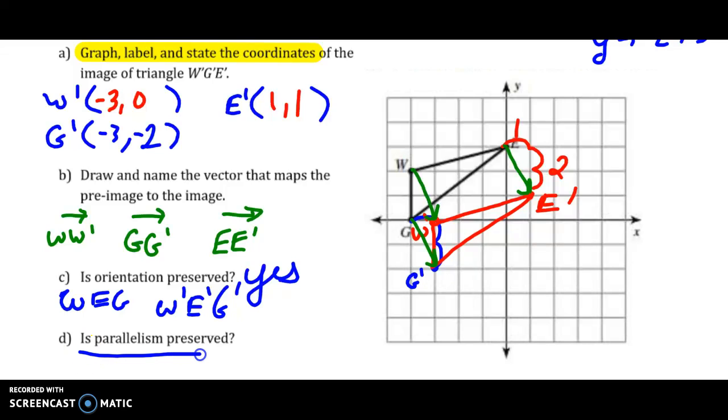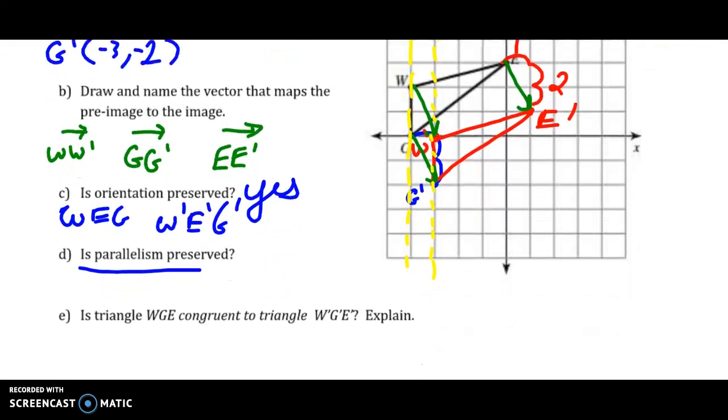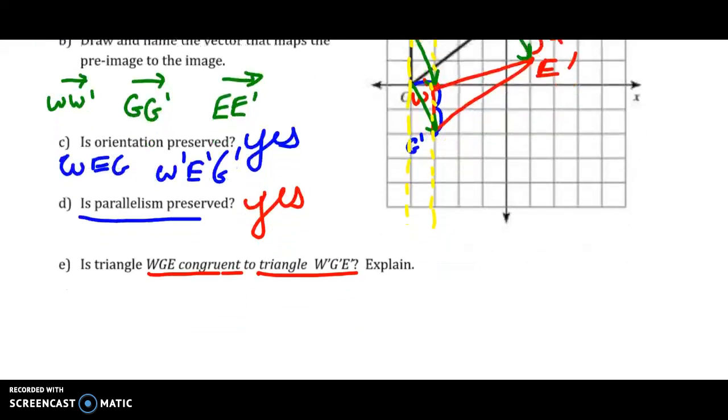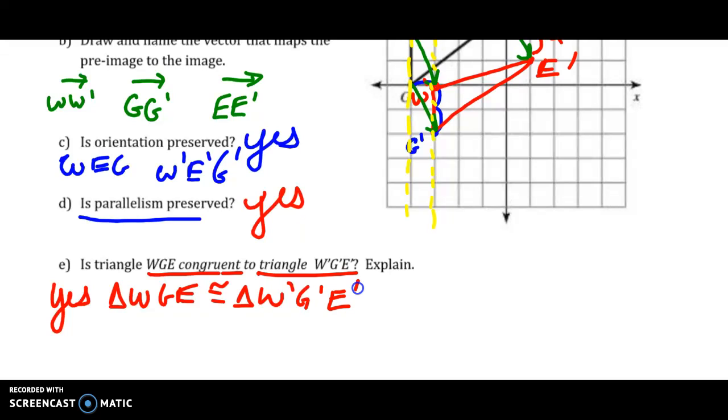Is parallelism preserved? So let's take a look. If I extend WG out with W prime, G prime, these two lines are the same distance away and will never intersect. So yes, parallelism is preserved. Is triangle WGE congruent to triangle W prime, G prime, E prime? Yes. Triangle WGE is congruent to triangle W prime, G prime, E prime.